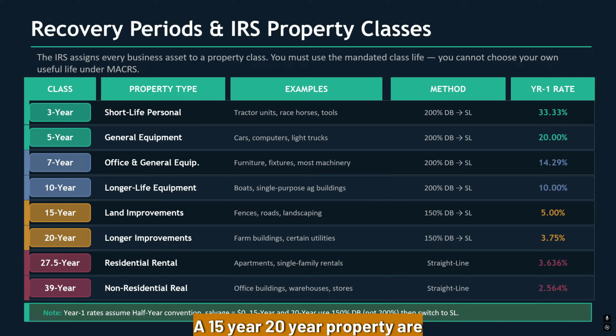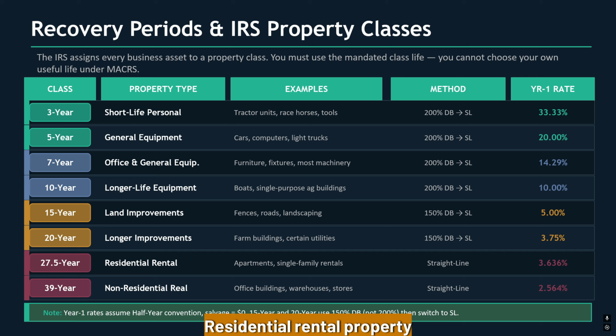With 15-year and 20-year property, things change. Notice that this class uses 150% declining balance, not 200%. Land improvements like fences, parking lots, roads, and landscaping are 15-year property. Certain farm buildings and utility infrastructure fall into the 20-year class. Then we get to real property, the two classes that work completely differently.